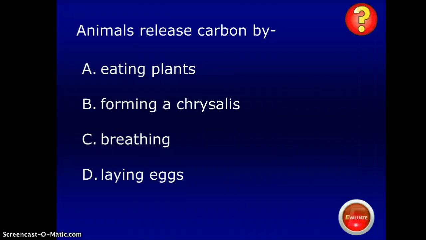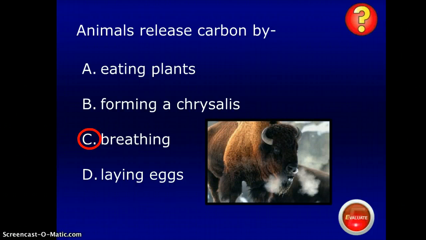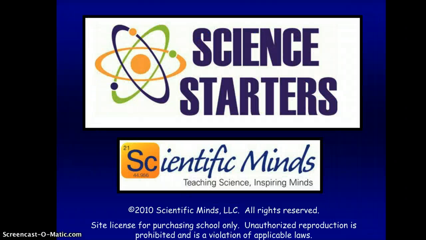Animals release carbon by what? Is it eating plants, forming a chrysalis, breathing, or laying eggs? Hopefully everybody understands that it is C, by breathing. That's how we release that carbon, or carbon dioxide. And therefore concludes the presentation. If you need to, rewind, go back, fill in your charts, and be ready to go tomorrow when we run an activity over the carbon dioxide oxygen cycle.